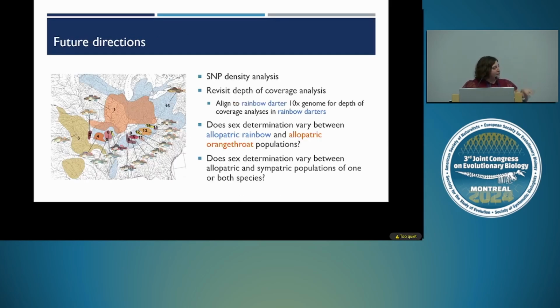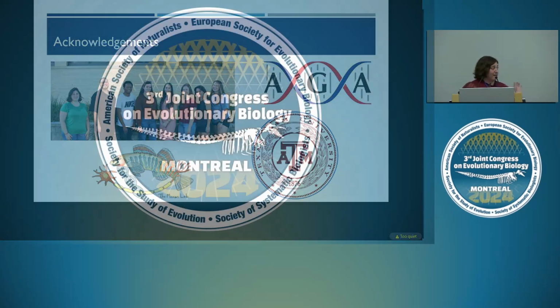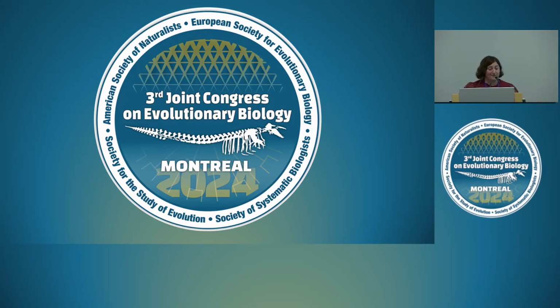In future analyses, we're going to do some SNP density analyses, we're going to revisit the depth of coverage, and then look at allopatric populations between species, and then allopatric versus sympatric within a species. With that, I'd like to thank my lab and our funding sources, and I'll take any questions.